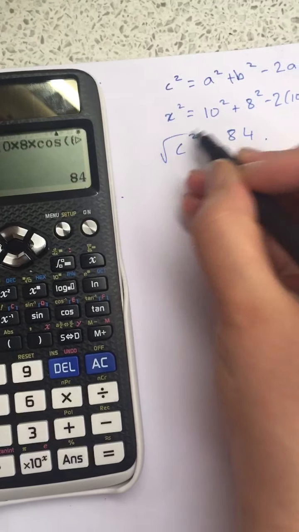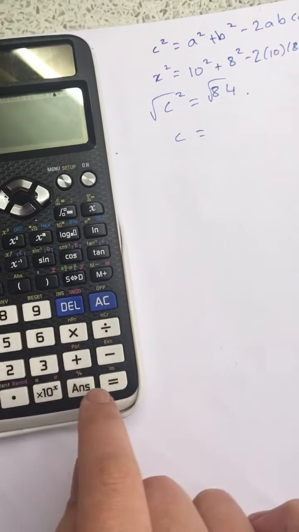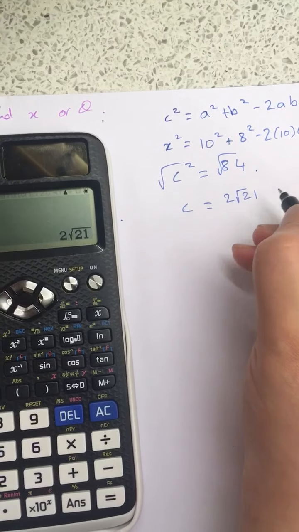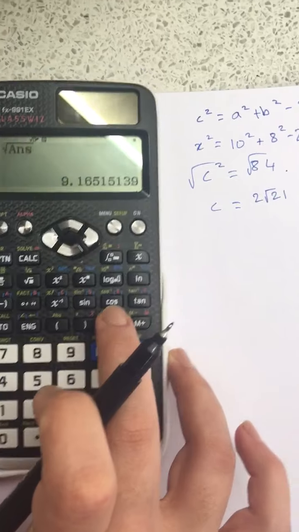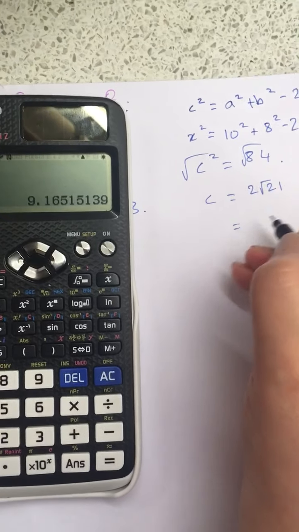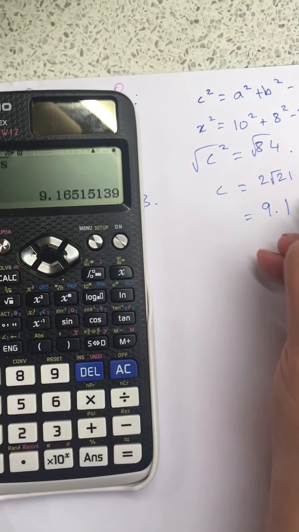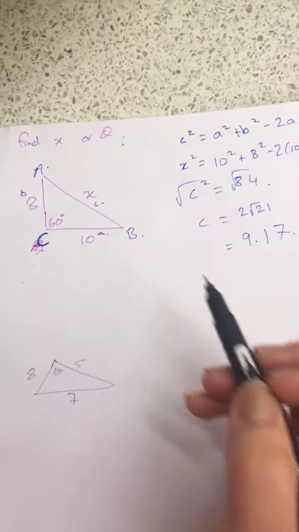Lastly, you need to square root because you don't want c squared, you want c. So root 84 is 2 root 21. That would be an exact form. If they wanted 3 decimal places, you just press SD. 9.17. So that's your side c.